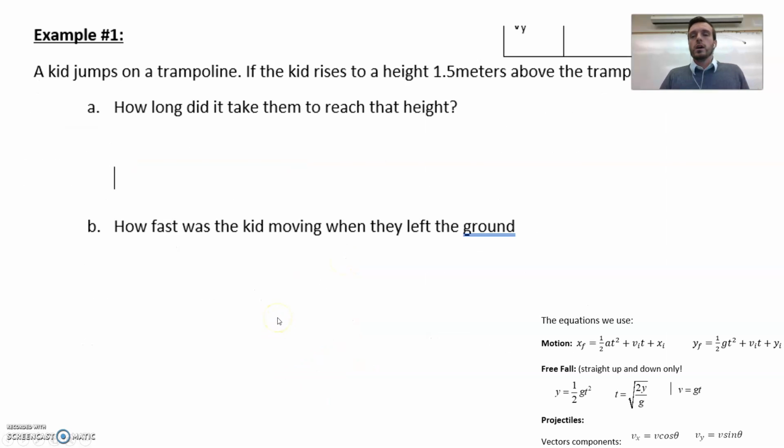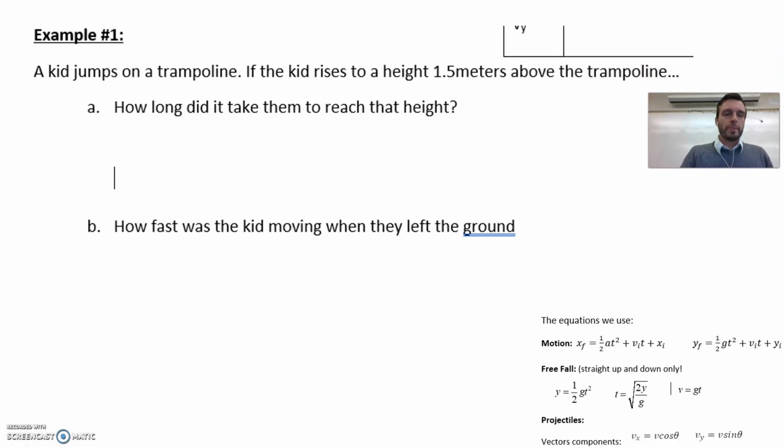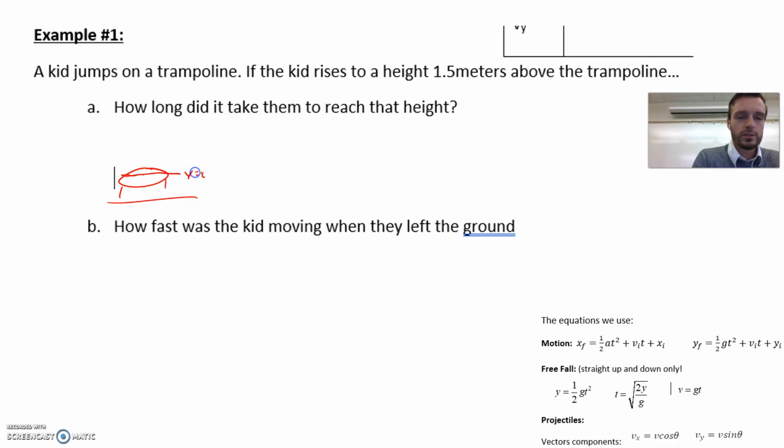So here it goes. First type of question, keep it nice and simple. A kid jumps on a trampoline. If the kid rises to a height of 1.5 meters above the trampoline, how long did it take him to reach that height? So we got a trampoline here. Boom, there it is. There's the kid. So we'll call this y equals 0, right? And then the kid goes, woohoo, and jumps up here. So there's our kiddo. And it looks like that kid went to a final height of 1.5 meters. So the first question says, how long did it take him to reach that height? So we're solving for time.